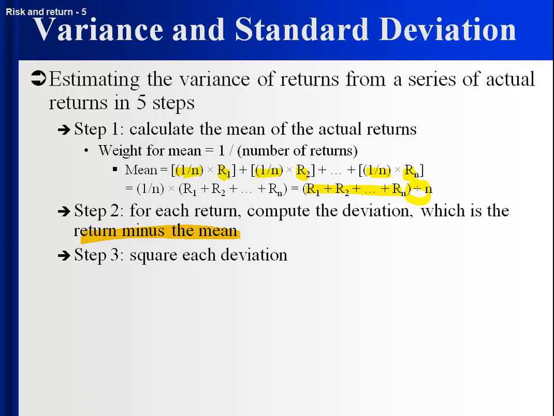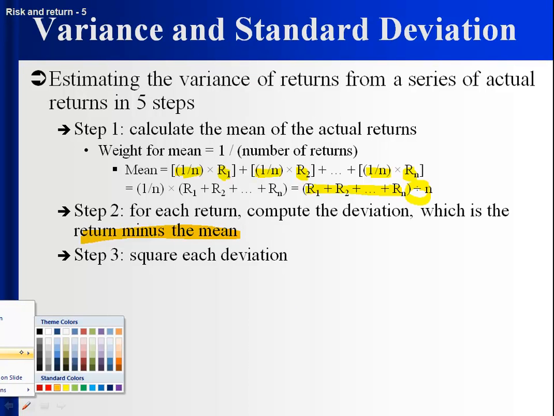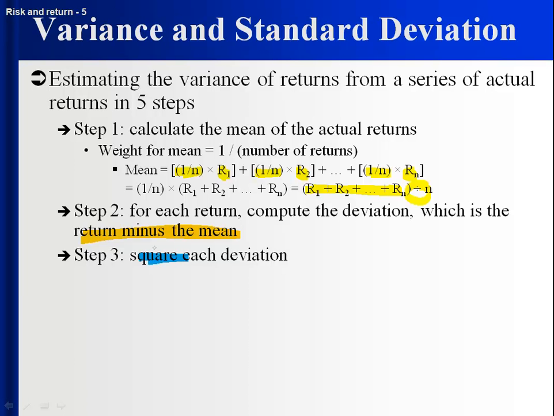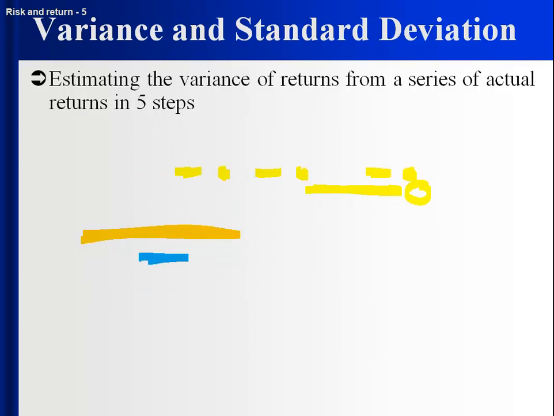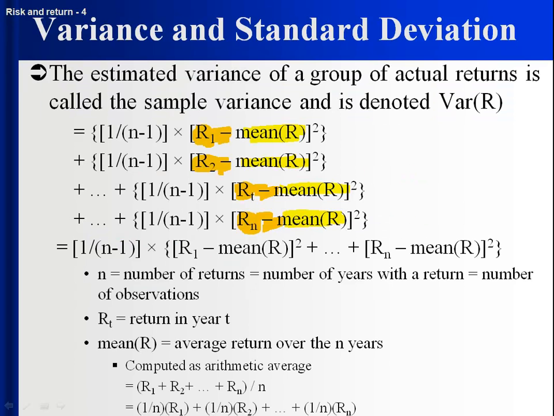Step 3, square each deviation. And again, the reason we want to square them is we'll have some deviations that are negative if the return that actually took place is less than the mean, or it'll be positive if the actual return that took place is greater than the mean. And all we're interested in is the magnitude of the difference. How much do the returns that we see tend to differ from the mean? So, square it.